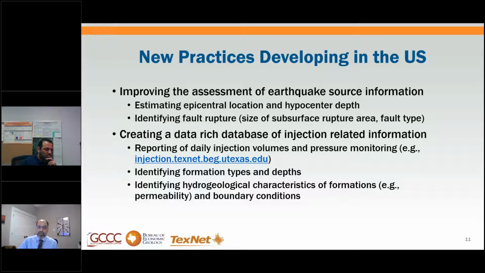And the second important thing that we see in the US is that we have to create a data-rich database of injection-related information. And here in TexNet, we have an example where the operators provide daily injection volumes and pressure monitoring data that are available to the public. Other than that, information related to the injection types and the depths is important, and also information on the hydrological characteristics of the formation, for example, permeability, and the boundary conditions in order to create any simulated model. Next slide.